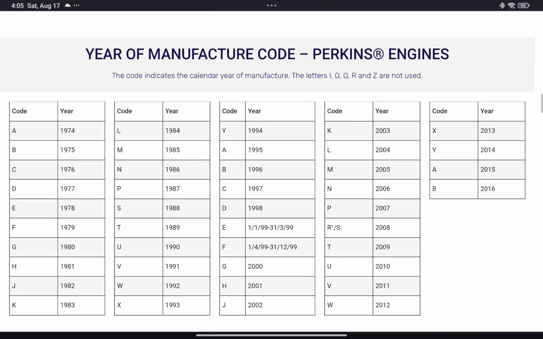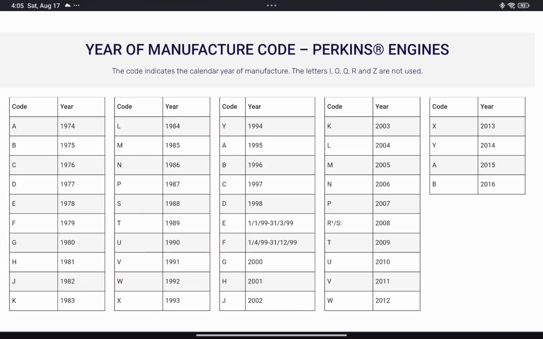The next one is our year manufacturing code for the Perkins, and here we have the letters, which include the year. For example, we have the A, which is the code, and the corresponding year is 1974. If you take a look here, you can easily identify which year your engine was manufactured. So from the last year to the present, you can see exactly which year your engine was manufactured.